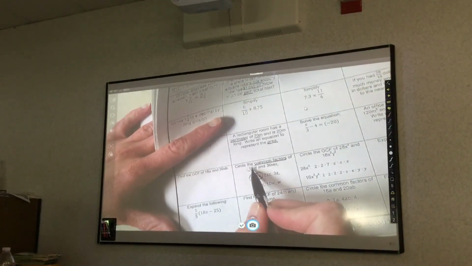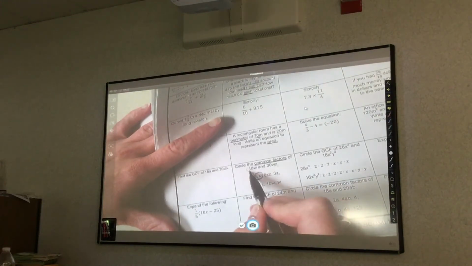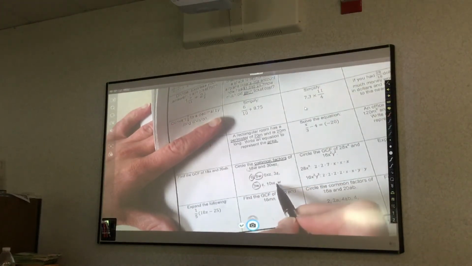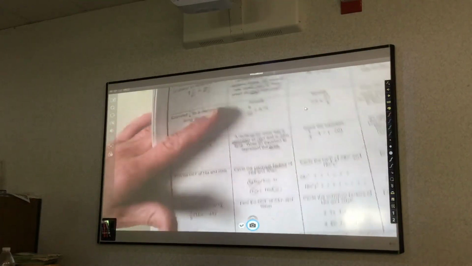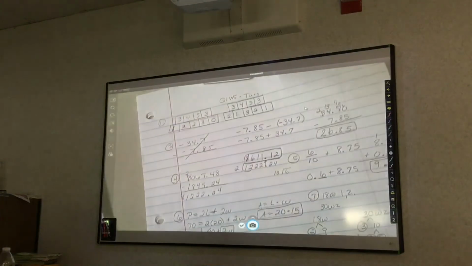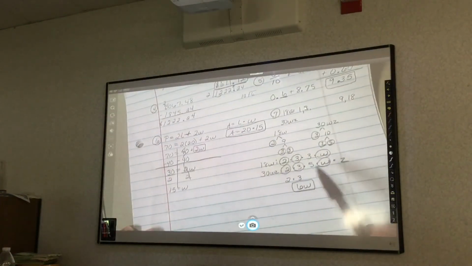Z? No, because 18 doesn't have a Z. 10W? No, because I can't take 18 divided by 10. What about just W? Yes. That is why we use the prime factorization of it.